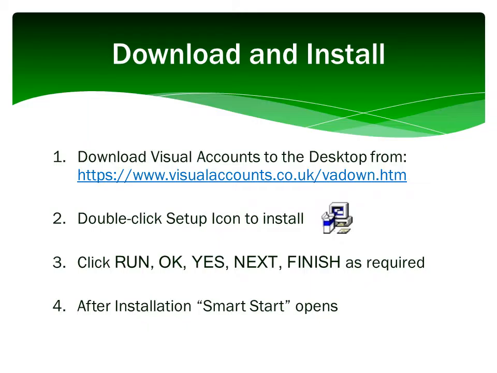Sometimes when you double click on it, you might get a message saying this is not commonly downloaded and do you want to run it? You click yes or run, and you'll then get a notice saying that it's an unknown publisher, and again you click on run or yes, you want to run it, and then you just follow the wizard all the way through, clicking OK, yes, next, as required, until you get to the end, and then click finish. Once you click finish, Smart Start will open.